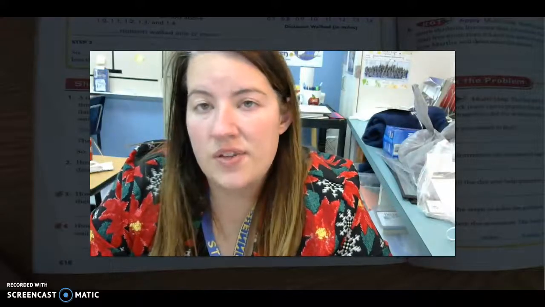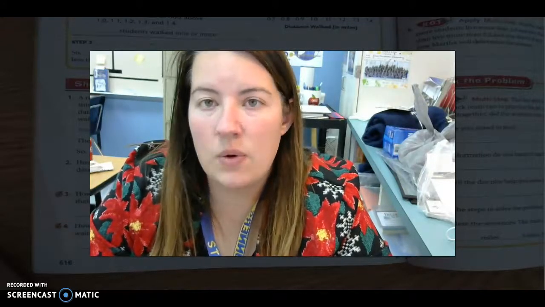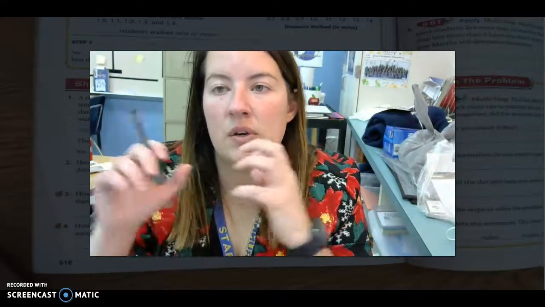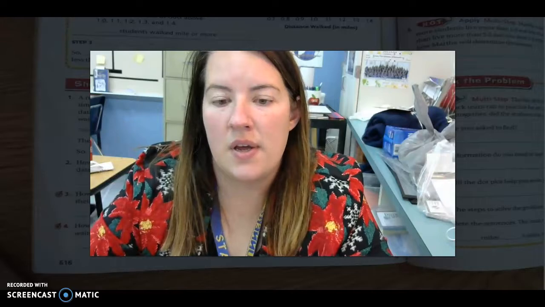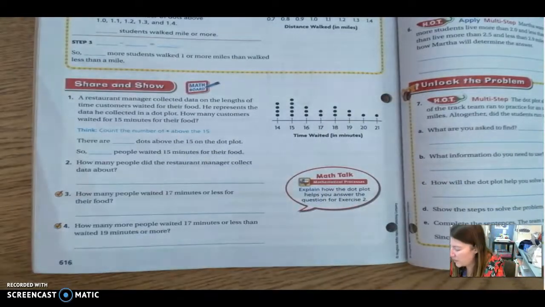Hey guys, so yesterday we learned how to make and read dot plots. So today we are going to take what we learned and use dot plots to answer some math problems. So let's take a look at some of these together. Let's look at this first one, share and show.